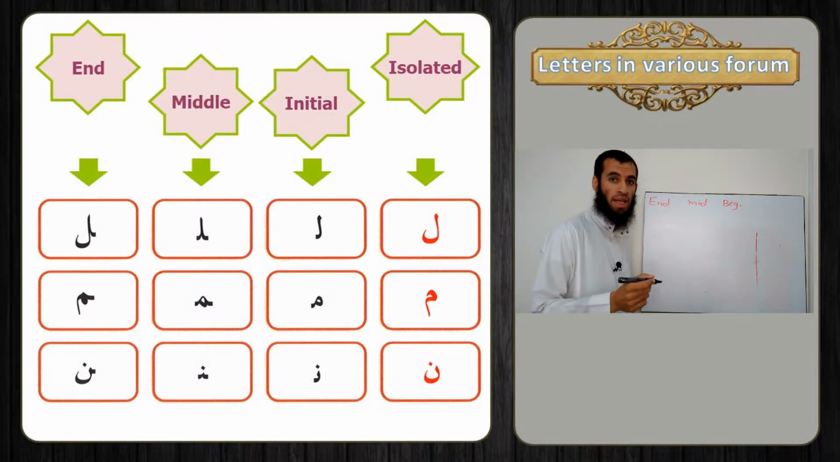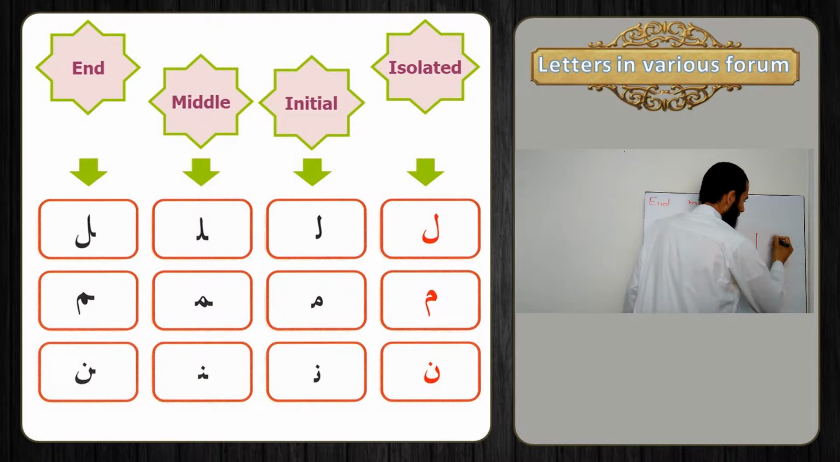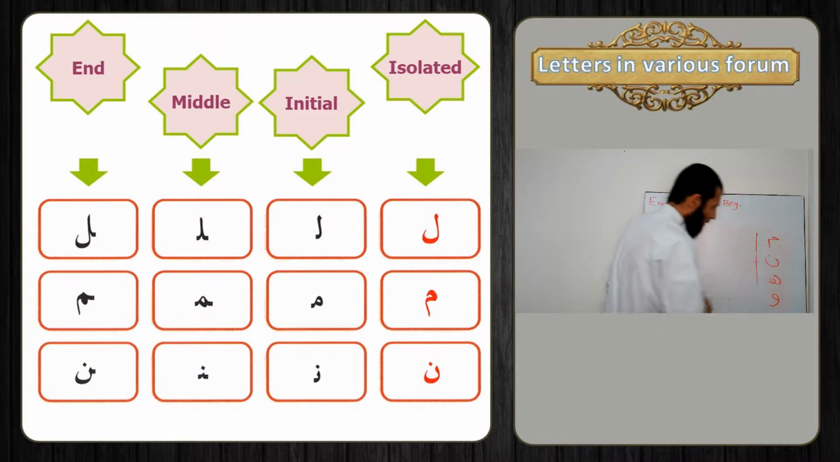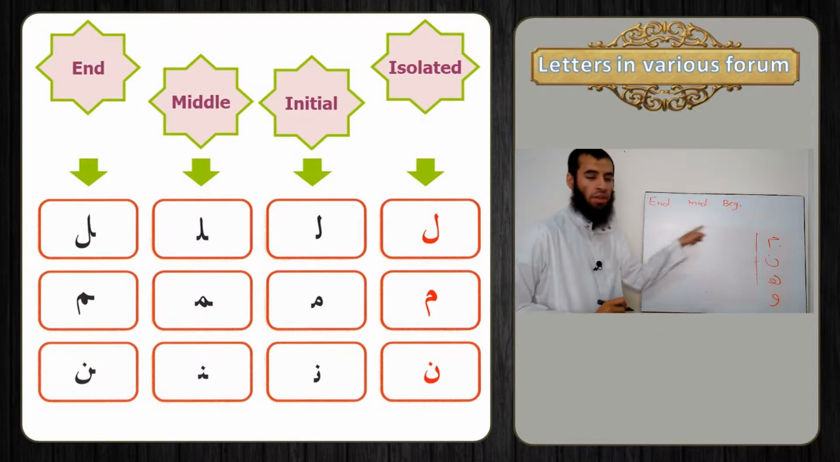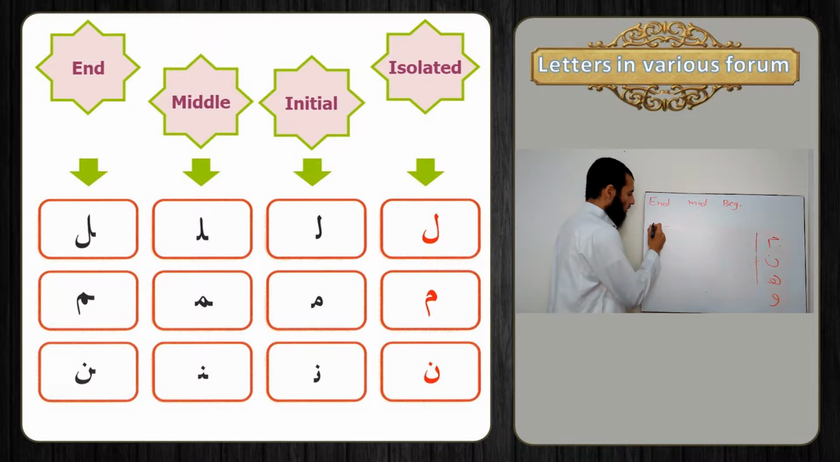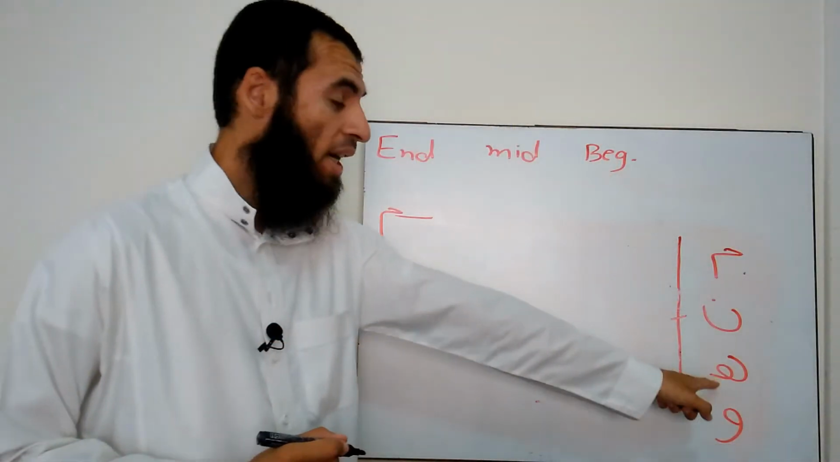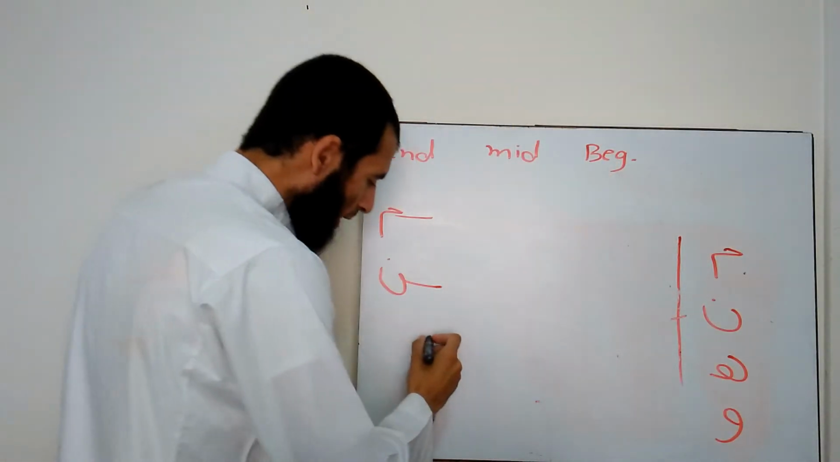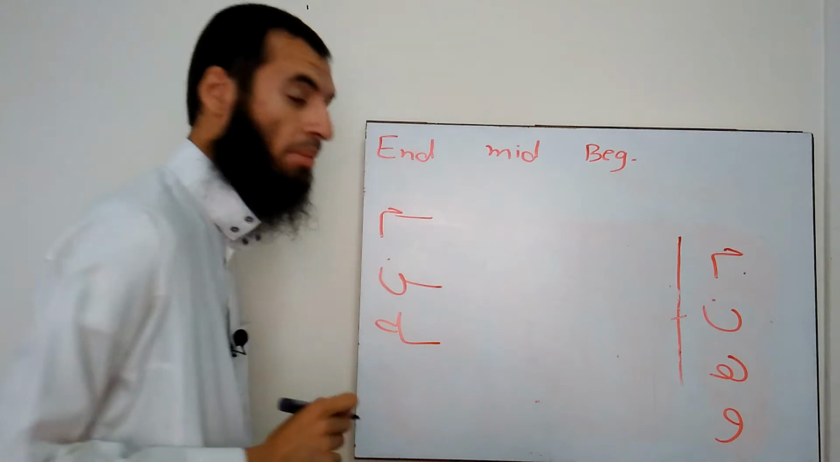Mim, Noon, Ha. Mim, Noon, Ha, Waw. Okay. At the end of the word, letter Mim will be like this, and letter Noon will be like this. For letter Ha, it is very important. It will be like this shape.